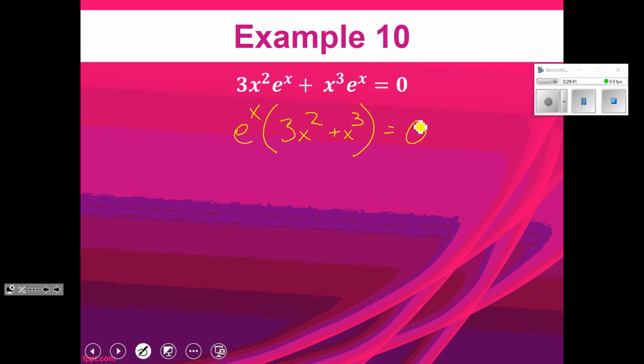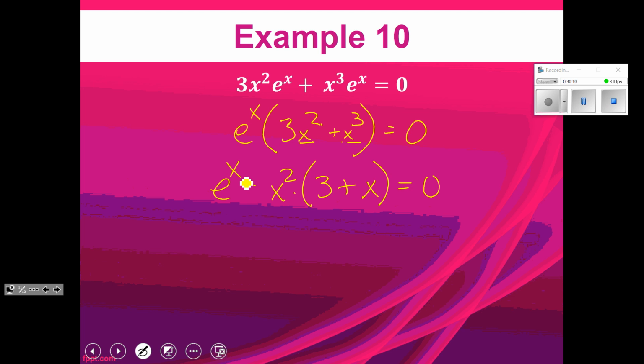And then I'm going to take another GCF out. I'm going to take out an x squared, and I'd be left with 3 plus x, equals 0. And so technically, I now have 3 factors. You with me so far?